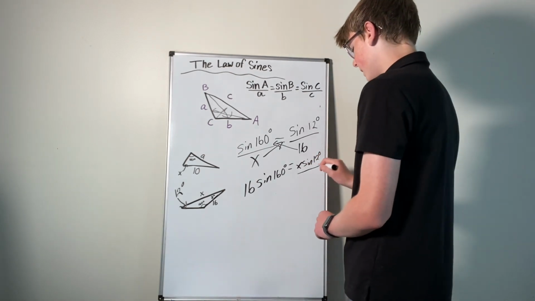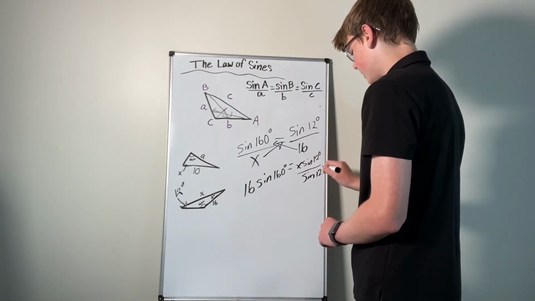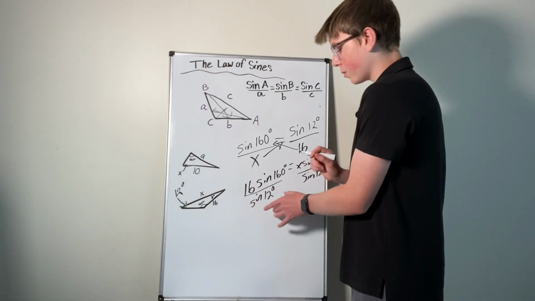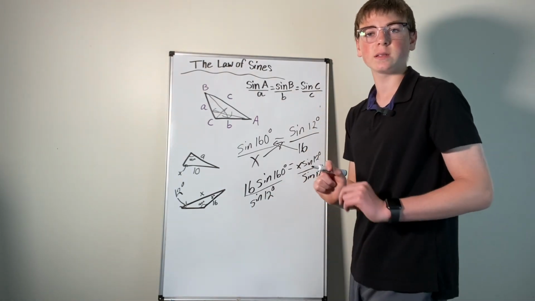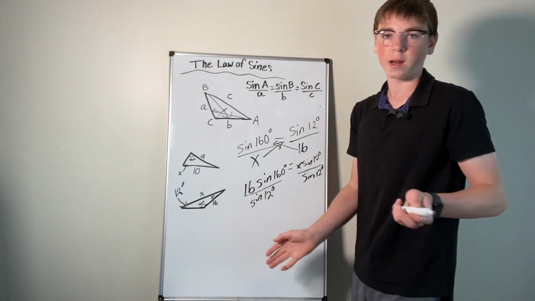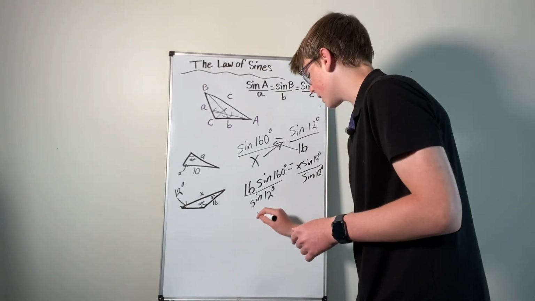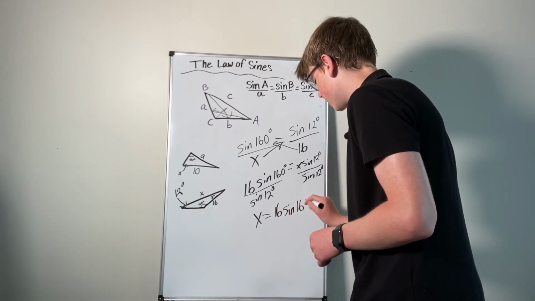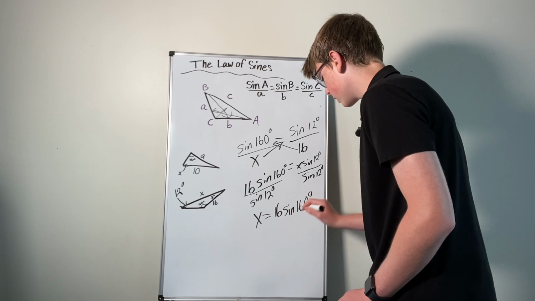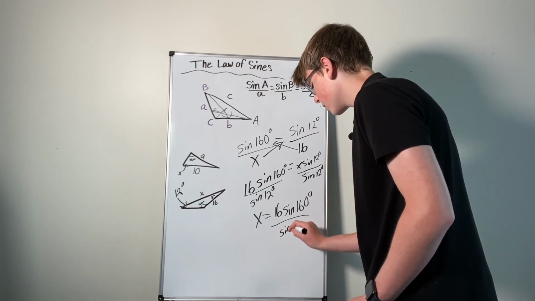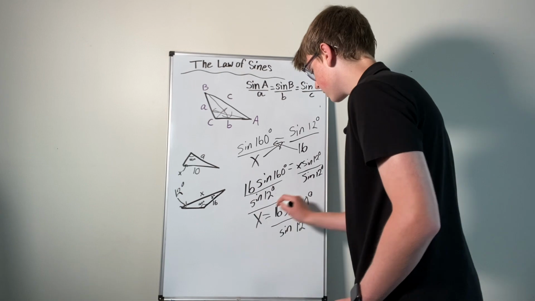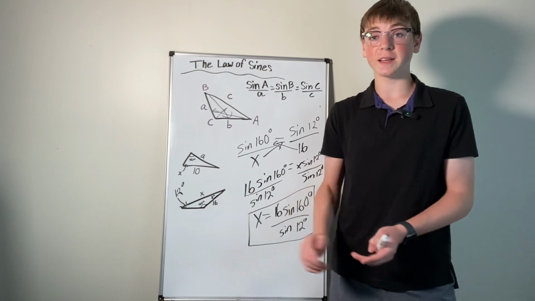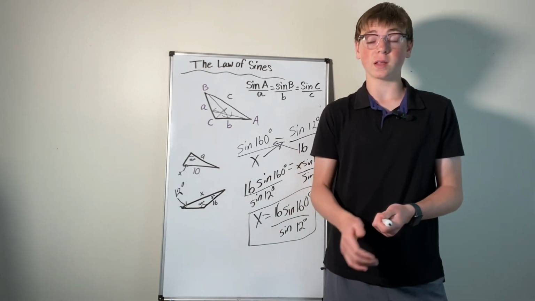And then we're going to divide by sine 12 on both sides. I like keeping it with just these sines until the very end, until you plug it into your calculator, because I don't want to have to round things. That's just not nice. So we'll have x equals 16 sine 160 degrees over sine 12 degrees. There would be your answer for whatever that side length is, and just plug that into your calculator and you will get that answer.